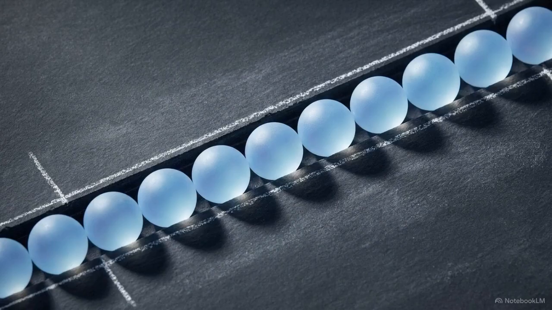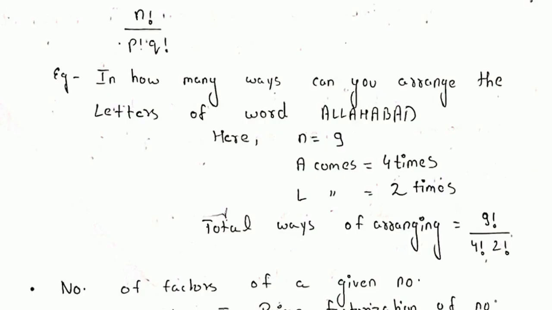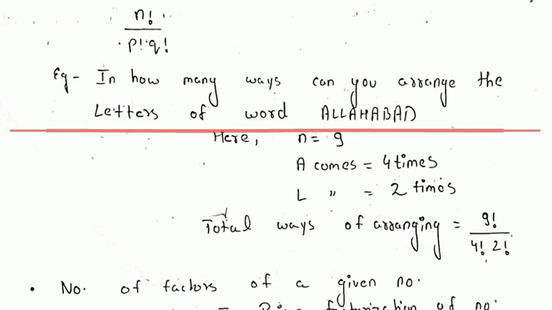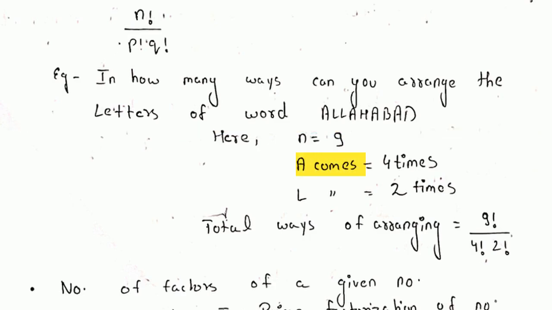A second constraint involves indistinguishable items. The state space changes when the core elements of the set are no longer unique. The Alabama case study demonstrates internal redundancy. We must arrange the letters of this specific word. With 9 letters total, the baseline is 9 factorial. But because A appears 4 times and L appears twice, this baseline is a massive overcount.